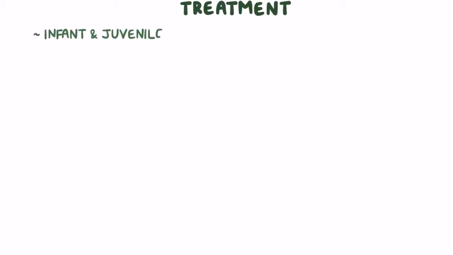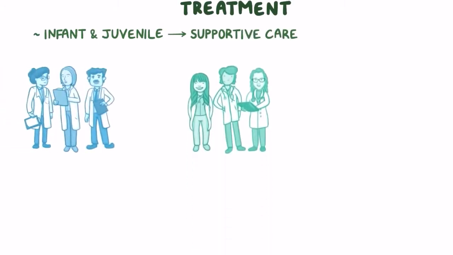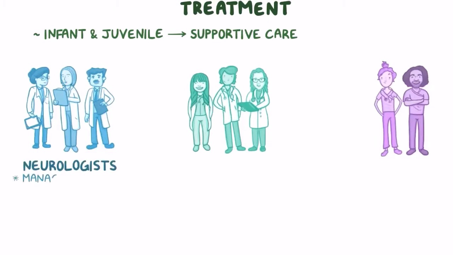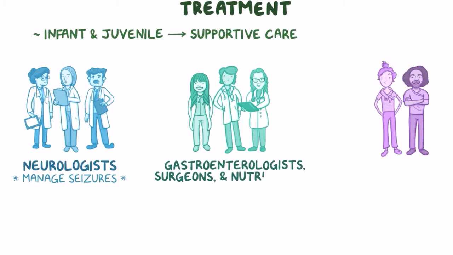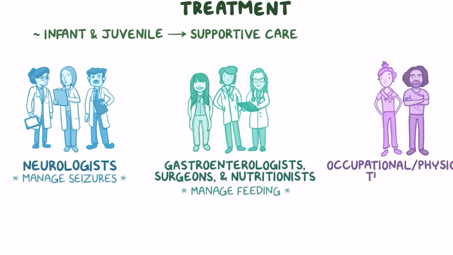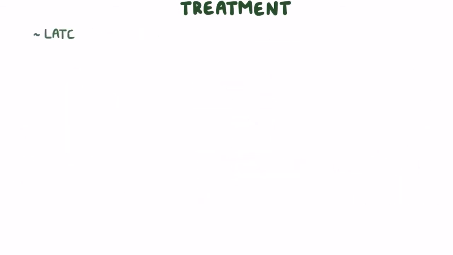Infantile and juvenile patients rely on supportive care to manage their symptoms. Their supportive care usually involves neurologists to manage seizures, gastroenterologists, surgeons, and nutritionists to manage their feedings, and lastly, physical therapists to assist with their daily living and mobility. Late-onset patients rely on supportive care, although they deal with slower but more progressive degeneration in these conditions. Enzyme replacement and gene therapy will continue to be researched.